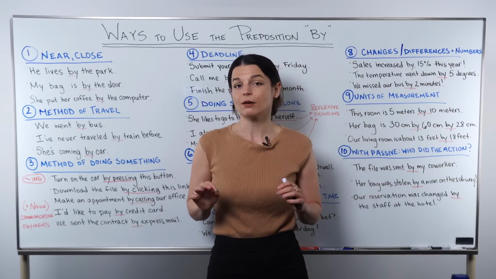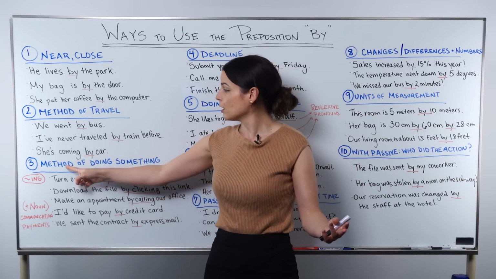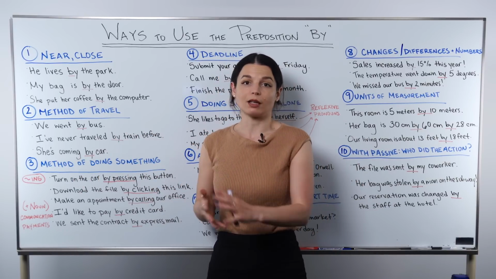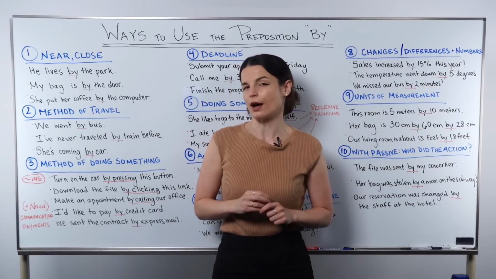Okay, let's go on to number 3. Number 3 is also about a method, but it's a little more open. We use by to describe methods of doing things. So there are 2 kinds of breakdowns that I want to talk about here.